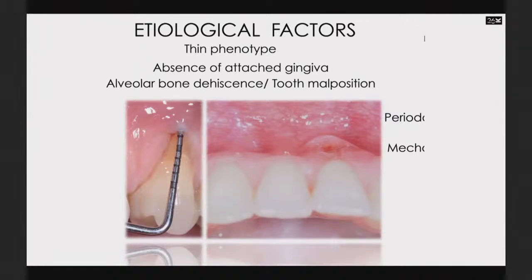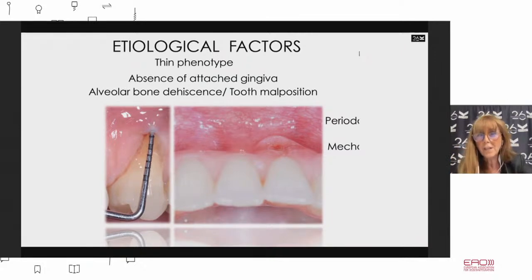When we are talking about etiological factors, they are the direct cause of the gingival recession. We talk about thin phenotype, absence of attached gingiva, or dehiscence of the supporting bone, the position of the tooth, the malposition of the tooth. Also, periodontal disease can cause gingival recession, and also mechanical trauma. We have predisposing factors. The predisposing factors are the thin phenotype and the absence of the attached gingiva. The predisposing factors are anatomical factors.